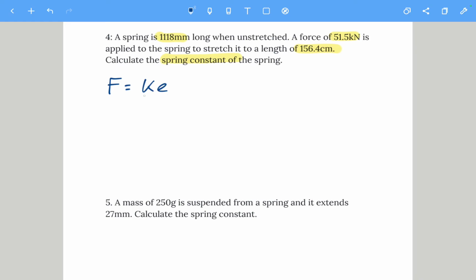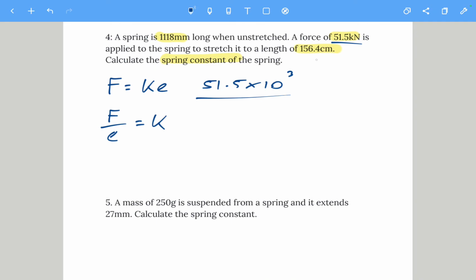So on this one, it's F equals KE. And this time we need to make K the subject, so we need to get rid of a times E. So to get rid of times E, we divide by E on the other side. So force divided by extension will give us the spring constant. Then it's just a matter of sorting out the units. So the force is 51.5 kilonewtons. So we need to times it by 1,000. I'm just going to write 51.5 times 10 to the power of 3. And we're going to divide by the extension.